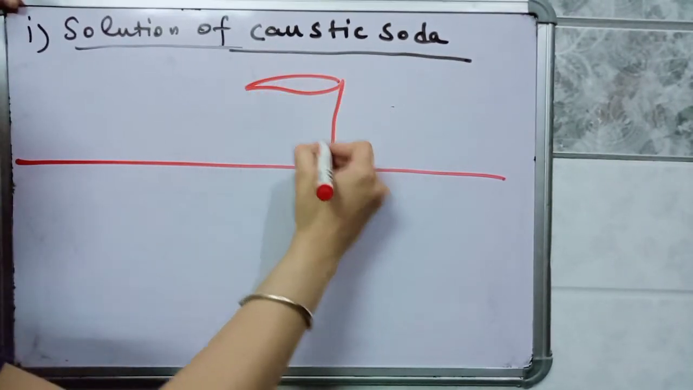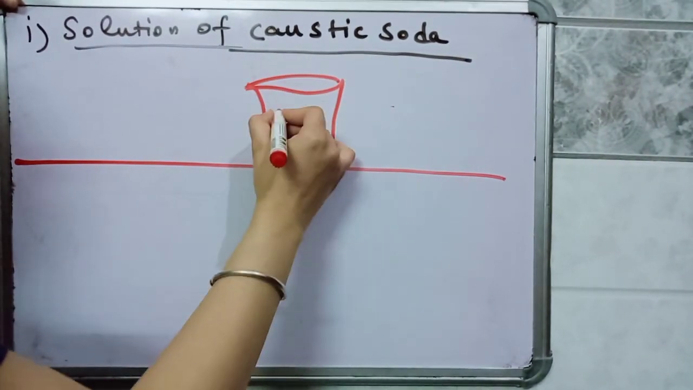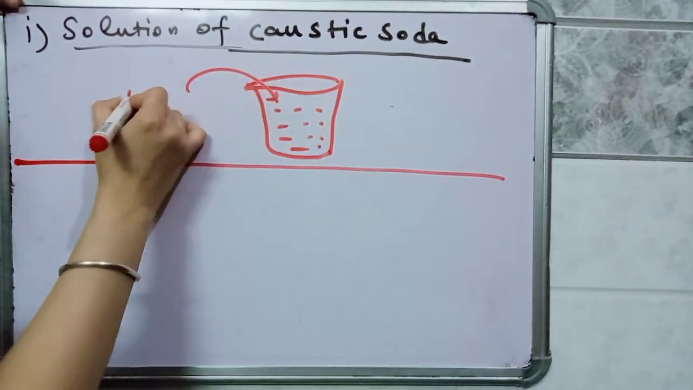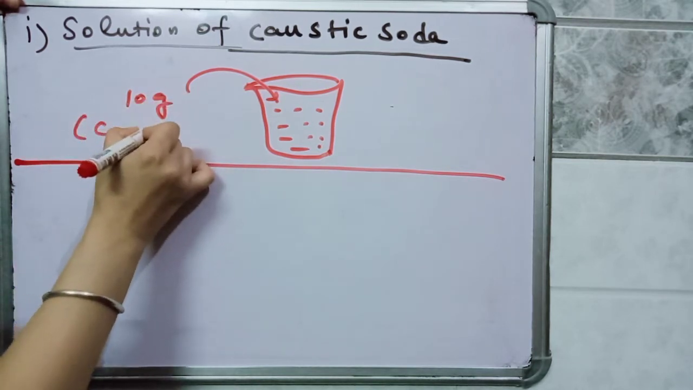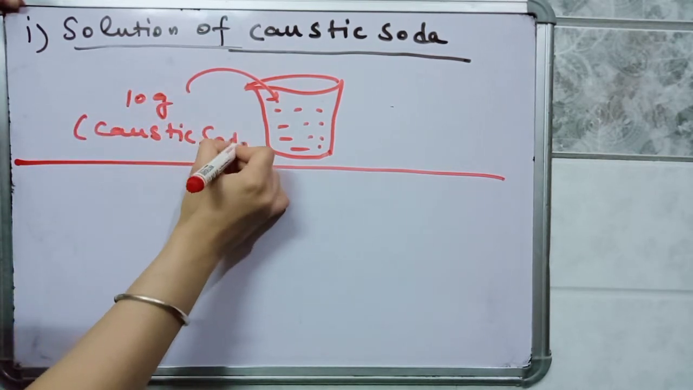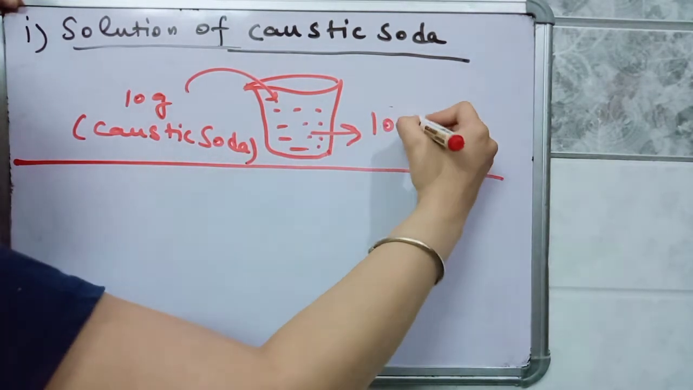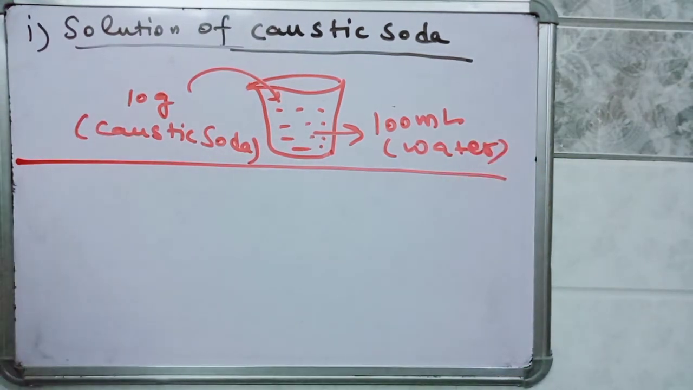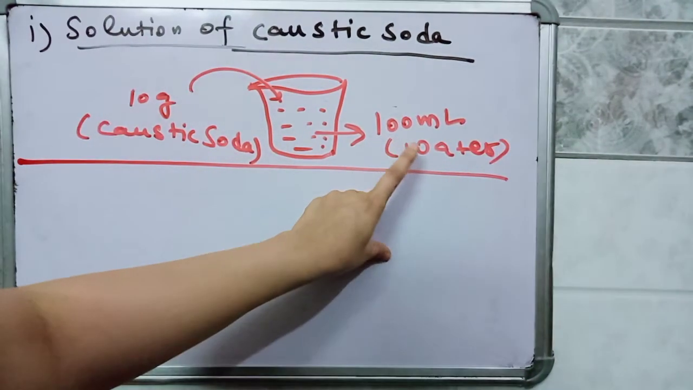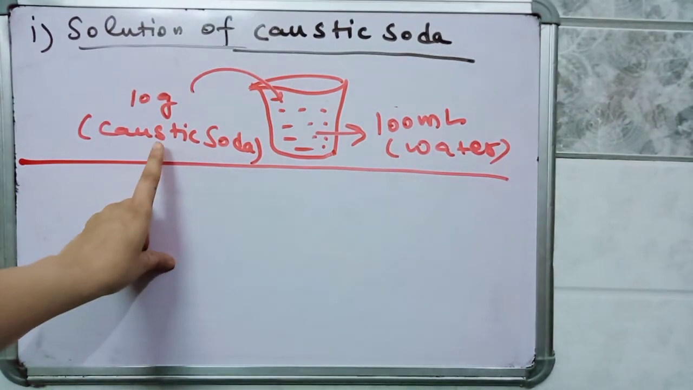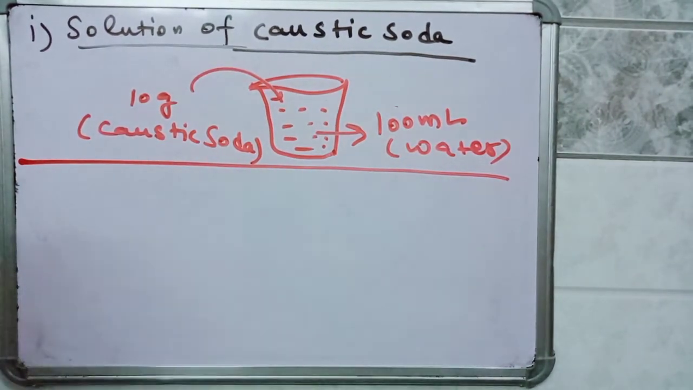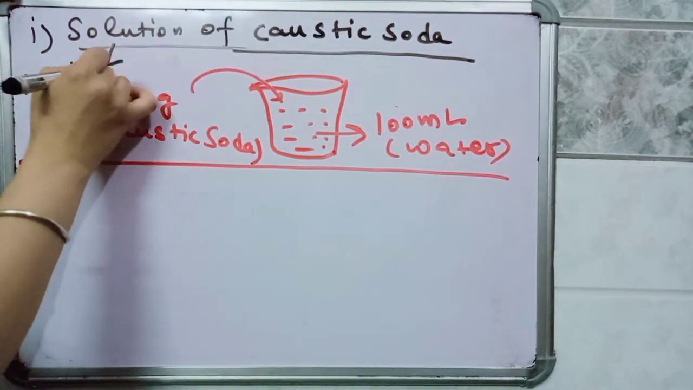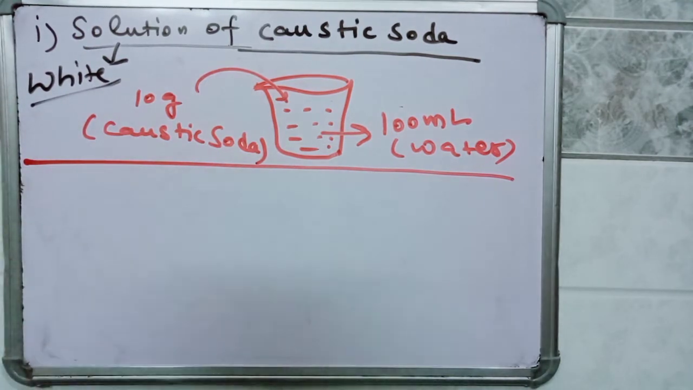It is prepared by adding 10 grams of caustic soda in 100 milliliters of water. Take a beaker, add 100 milliliters of water in it, and then add 10 grams of caustic soda in it. You will obtain a solution which is white in color.